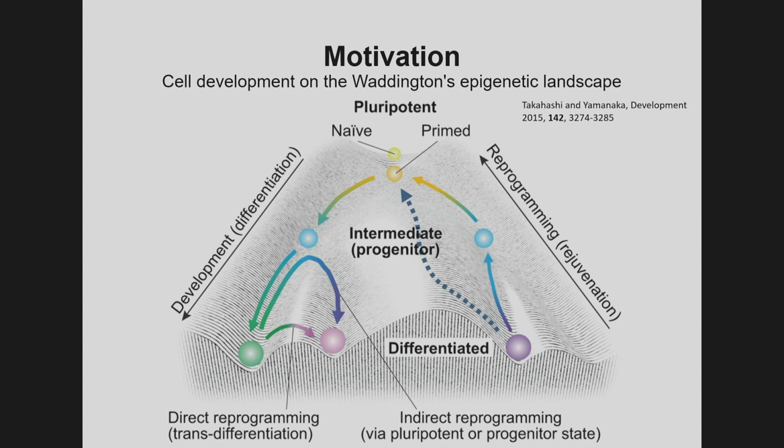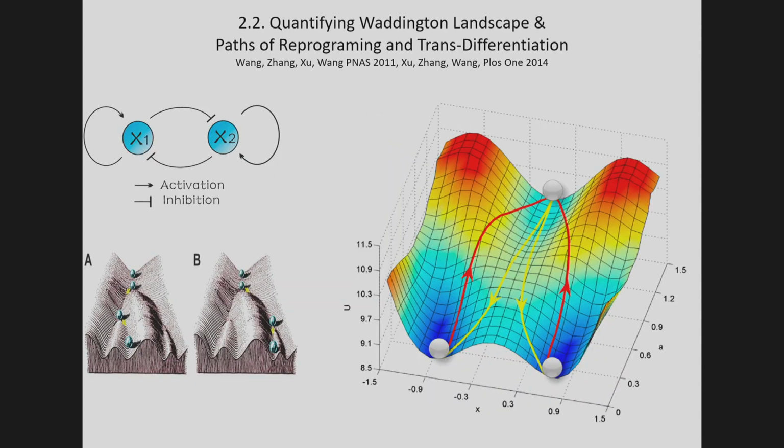So what we asked is, can we quantify this picture? So we took a very common circuit for the development. There are two genes mutually repressing each other and self-activating each other. I mean, this circuit appeared again and again in the differentiation and development. It's a core circuit.